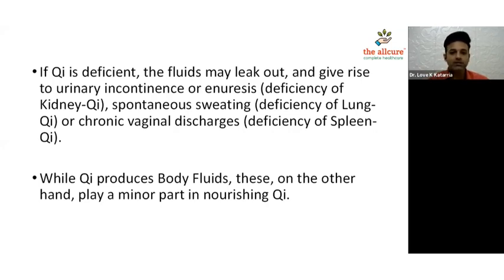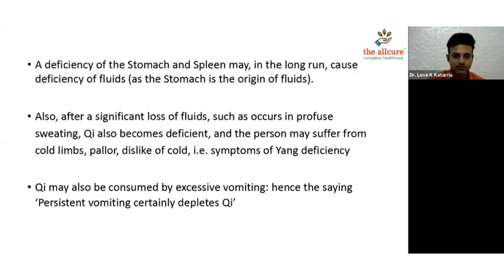So spontaneous urination happens mostly in either children or elderly patients. Then you can also see spontaneous sweating, which could be deficiency of lung chi, and chronic vaginal discharges in case it's due to deficiency of spleen chi. While chi produces body fluids, these on the other hand play a minor role, as I have already told. A deficiency of spleen and stomach may in the long run cause deficiency of fluids.